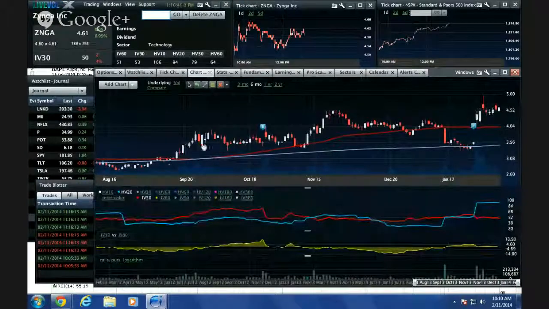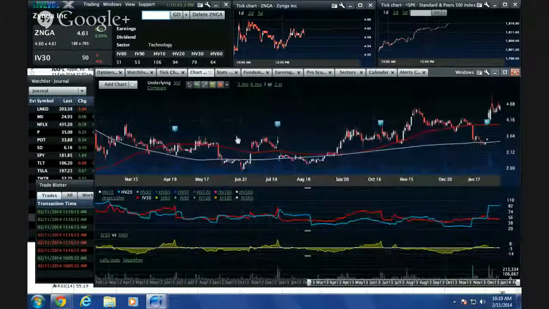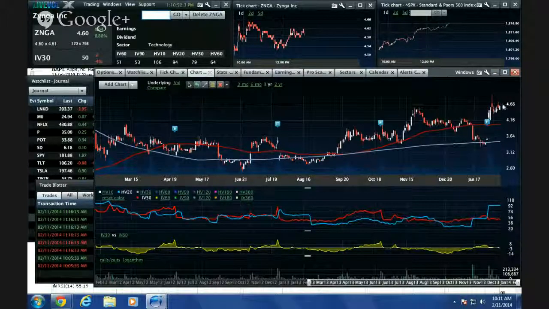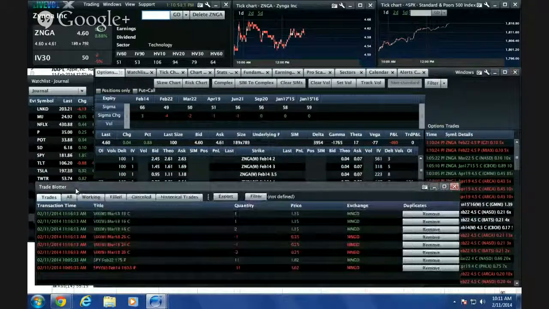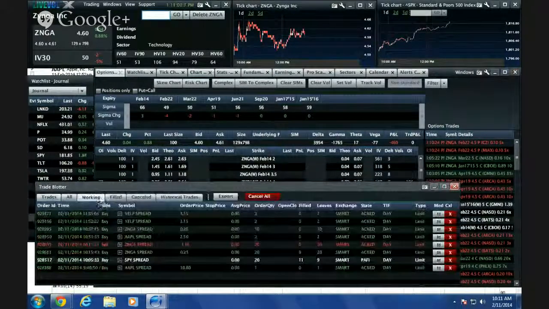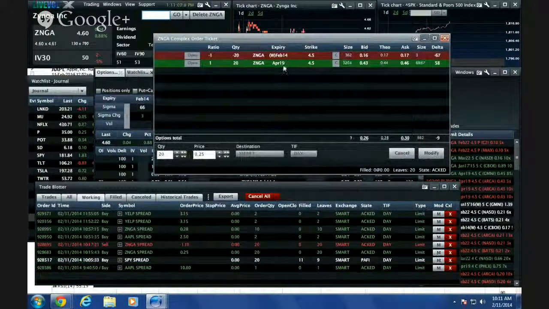So every time it's gone up, let me see if I can do a year chart. Every time it's gone up to a level, it would hang out for a while before it took the next level up. So my thinking is it's going to hang out here again. And the stuff that I'm working on, which I still haven't gotten filled, is this call spread. So let me actually open it up. I'm trying to buy the April 19 4.5 calls and sell the Feb 14 4.5 calls.